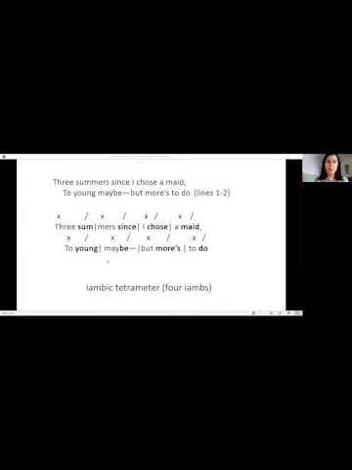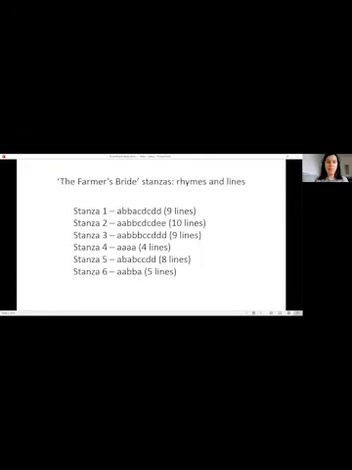Like the composer of a ballad, Mew needs to keep the reader interested in the narrative events of the farmer's bride, and the simple, regular meter draws the reader along and helps us follow the story. Mew also uses rhyme in a similar way. As we can see here, every stanza uses a slightly different rhyming pattern, and there's lots of rhyming couplets occurring throughout.